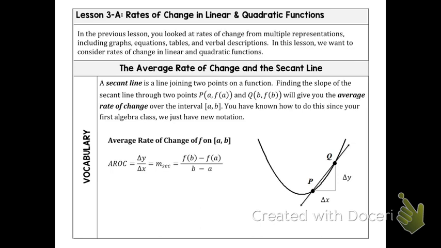You have known how to do this since your first algebra class. We just have new notation. And so we did use this notation in the other lesson. So the average rate of change of f on the closed interval from a to b, remember our average rate of change is just our slope. So it's our change in our y's over our change in the x, which is equal to the slope, and they put subscript sec, meaning the slope of the secant, which is equal to the function evaluated at point B when x is b minus the function evaluated when x is a, all over b minus a. So remember that f of b is like your y2 and f of a is like your y1. So it's still the same formula, it's just in function notation.